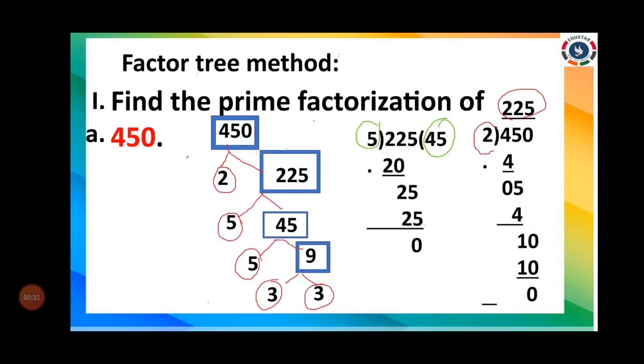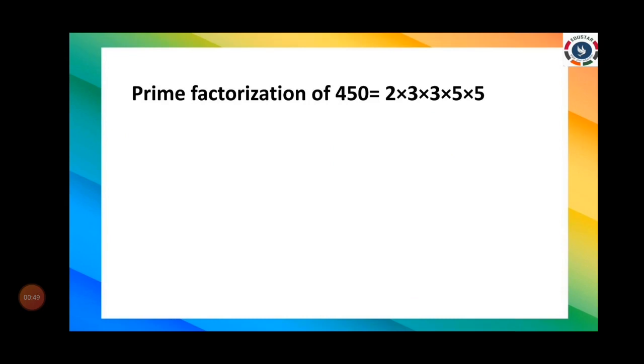Then we are going to write the factor tree method. Example 1: find the prime factorization of 450. So write down everything. Take a snap and copy everything in your math classwork note. Then the prime factorization of 450 is equal to 2 into 3 into 3 into 5 into 5.